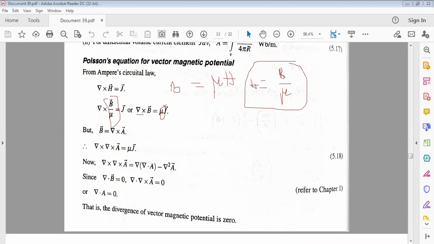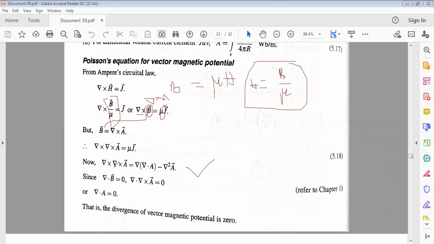Del cross B equal to mu into J. But already you know what is meant by B. B equal to del cross A from the above expression, the vector magnetic potential. So I just have to substitute del cross A in place of B. What happens? Del cross del cross A equal to mu J.